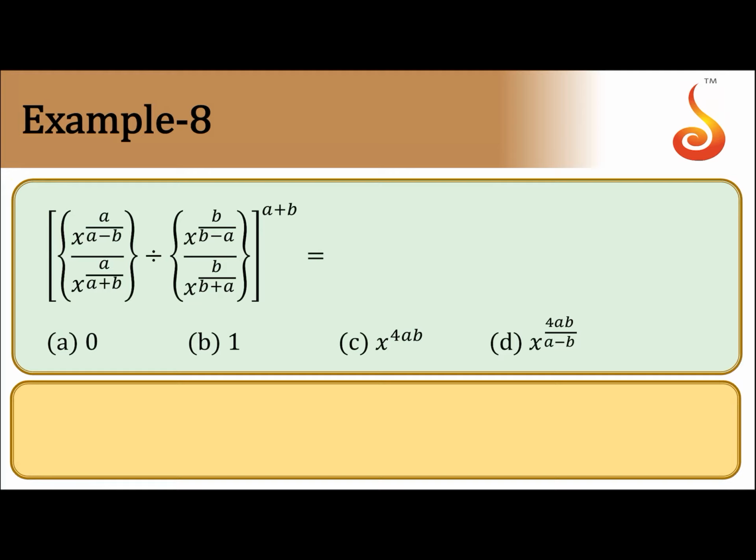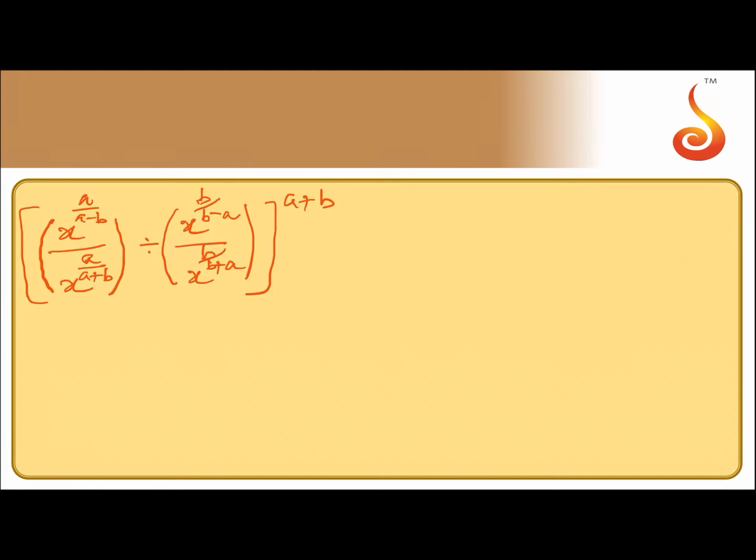Example 8: x to the power of a by a minus b, divided by x to the power of a by a plus b, divided by x to the power of b by b minus a, by x to the power of b by b plus a, whole raised to a plus b. So, the given expression is in this way: (x^(1/(a-b)) / x^(1/(a+b))) divided by (x^(1/(b-a)) / x^(1/(b+a))), whole raised to a plus b.